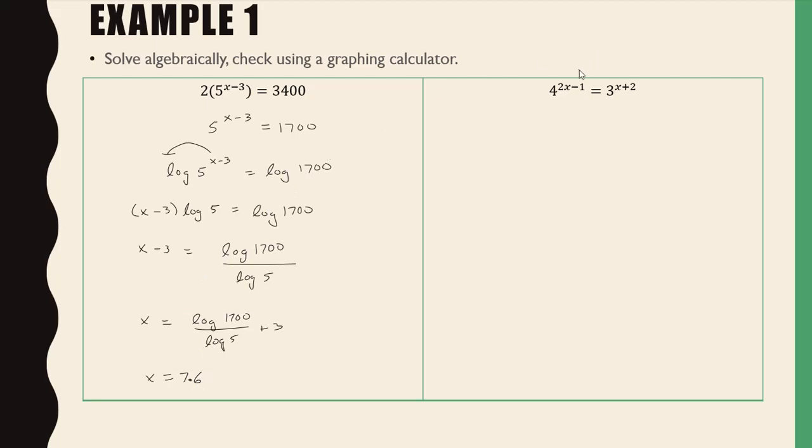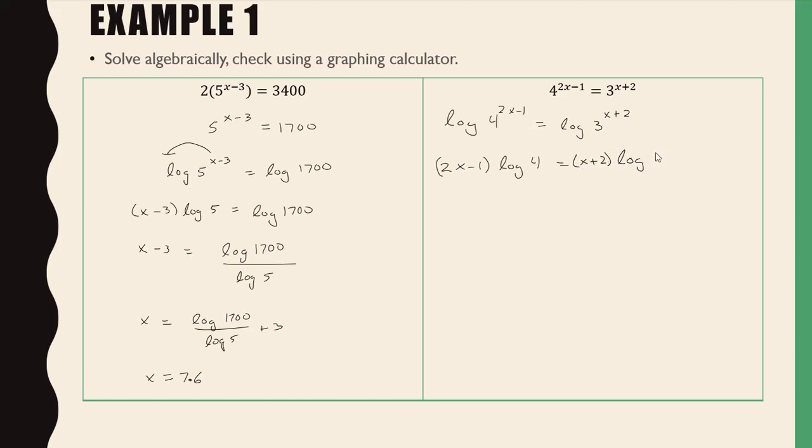Our second question, very similar. Our first step is we're going to actually take the log of both sides. There's nothing I can really clean up because we have different bases. So I'll take the log of 4^(2x-1) equals the log of 3^(x+2). I'm going to use the power law on both sides. So I'm going to get (2x - 1), make sure that's in brackets, log 4 equals (x + 2) log 3.